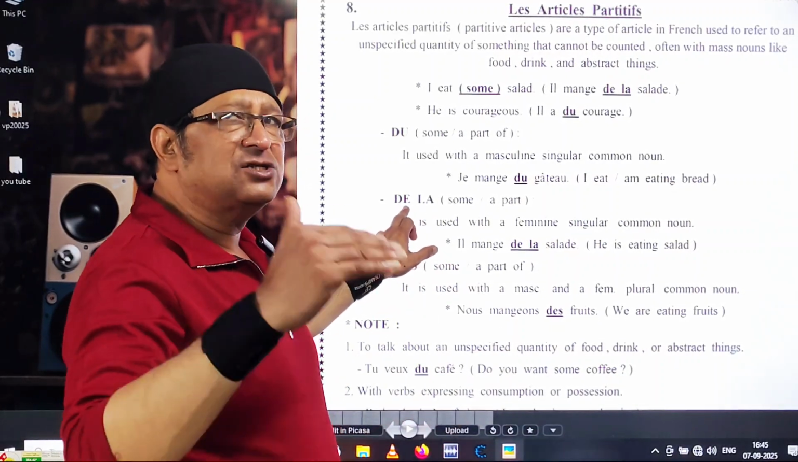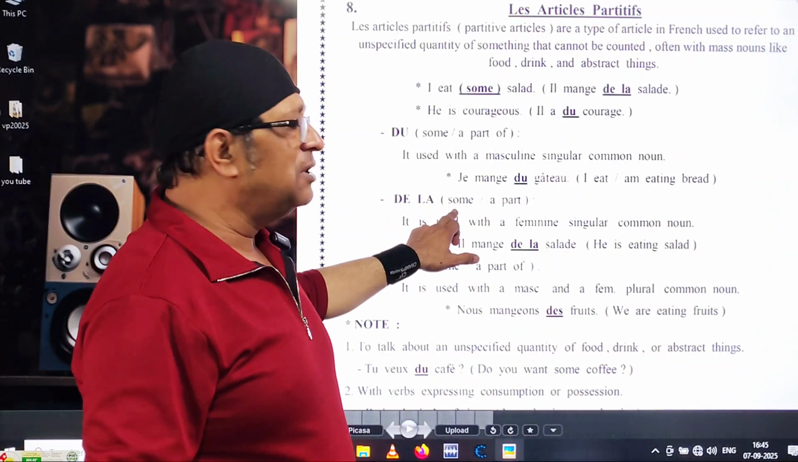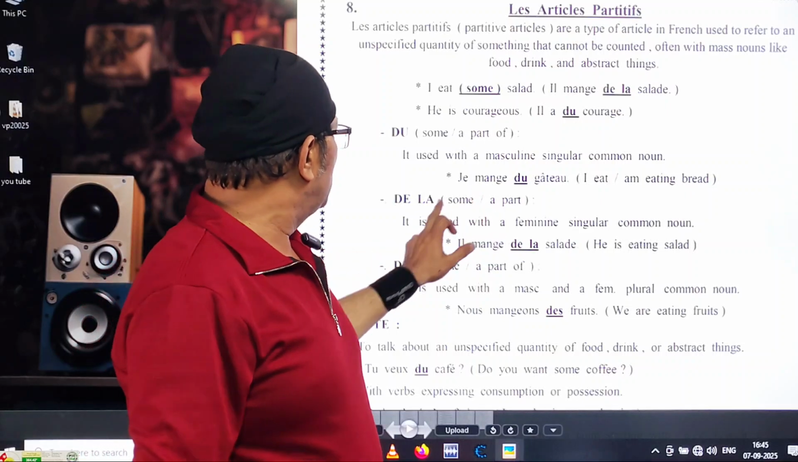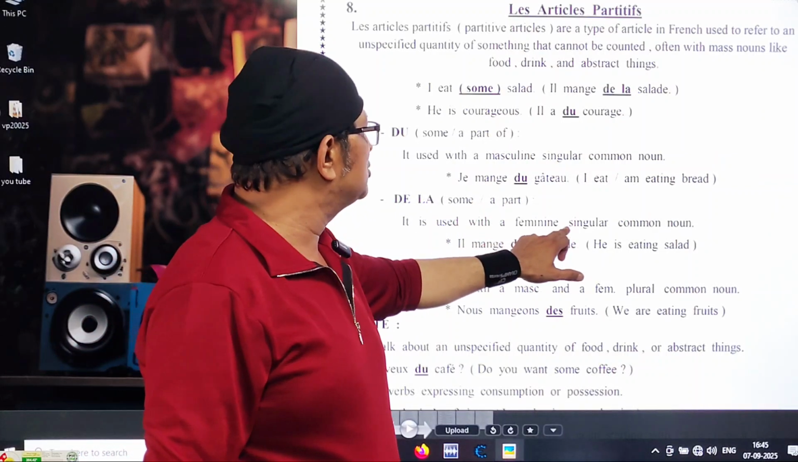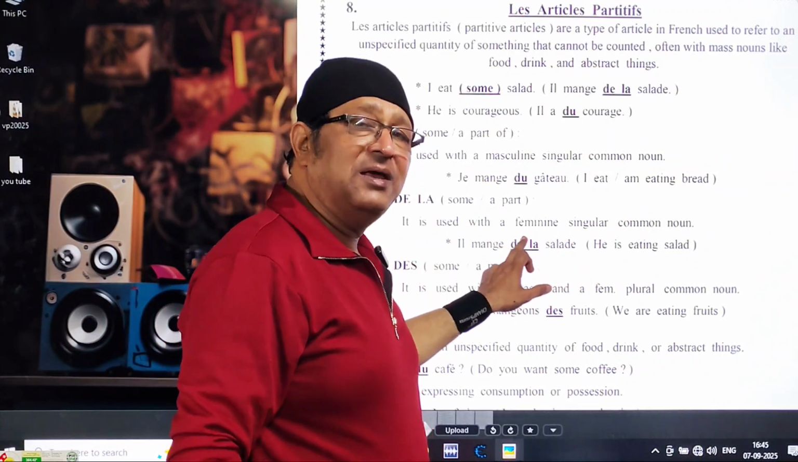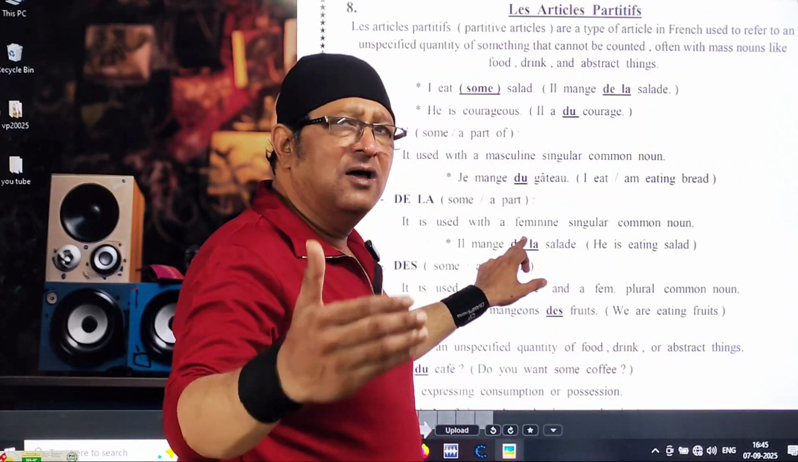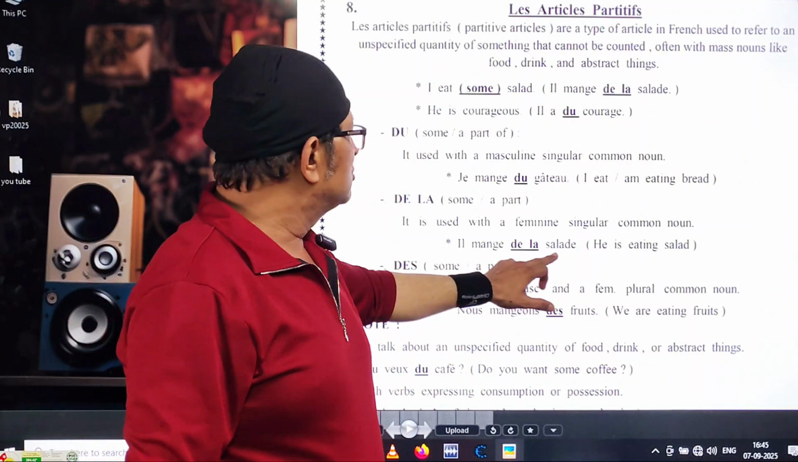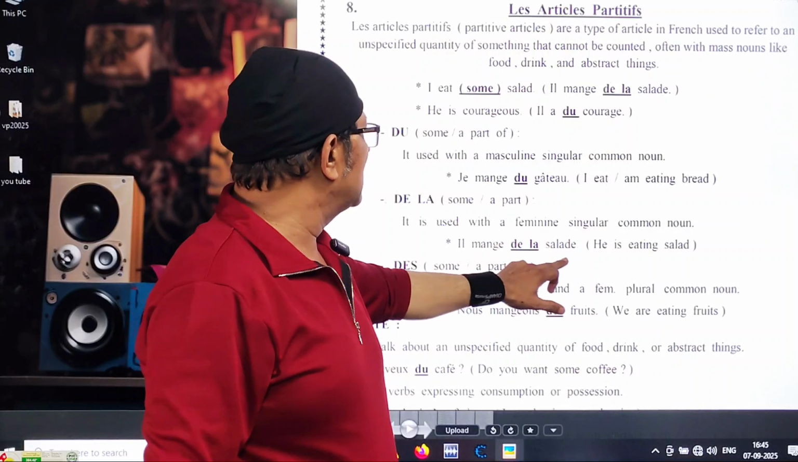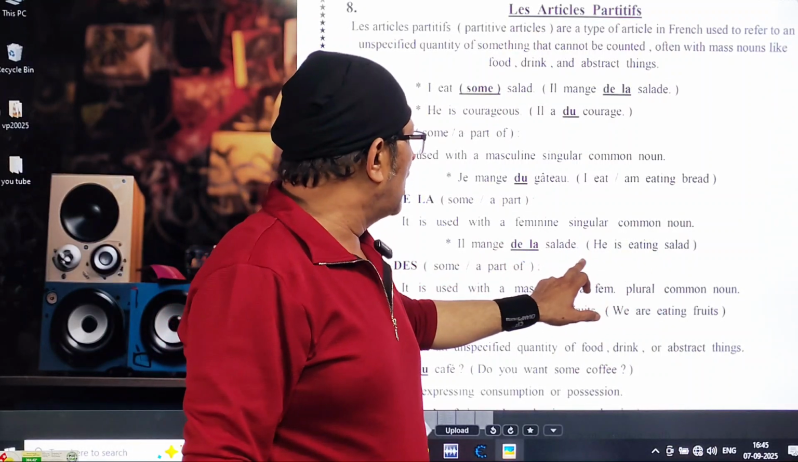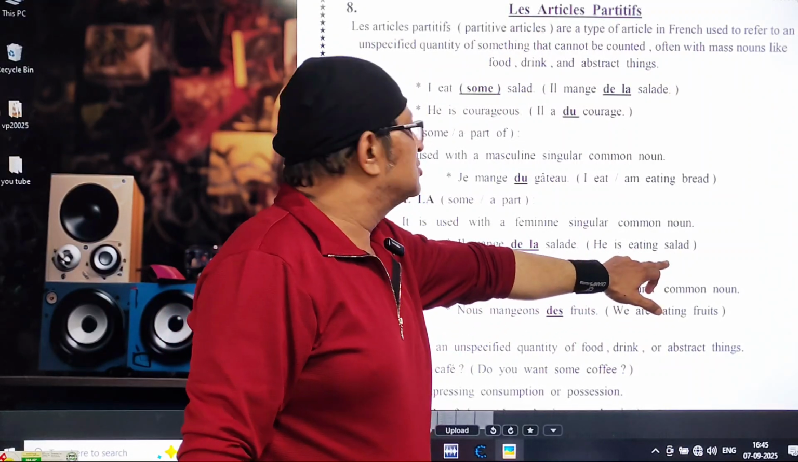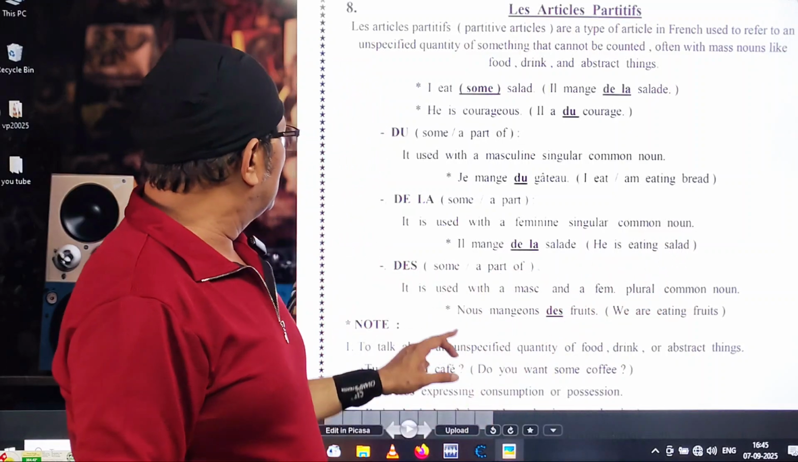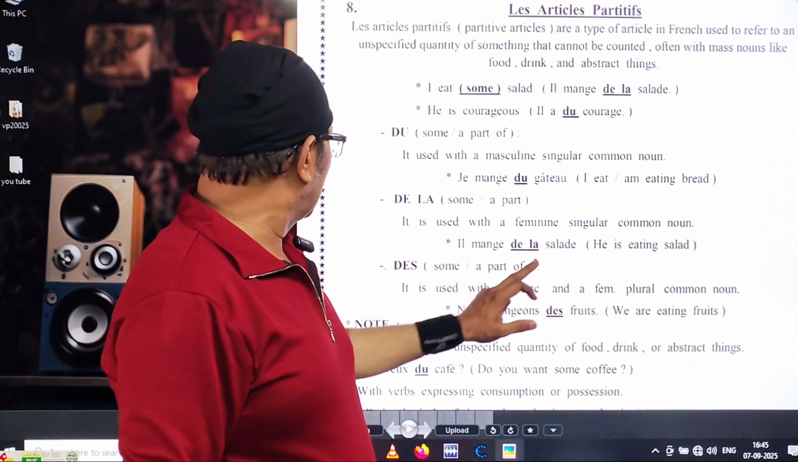Then another word is de la. De space la. De la. Again the meaning will remain the same, some, a part of. It is used with a feminine singular common noun. Here you can see an example also. Je mange de la salade. De la, why? Because the word salade is feminine. So he is eating salad. Il mange de la salade.